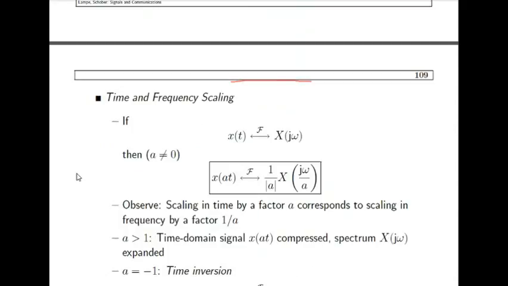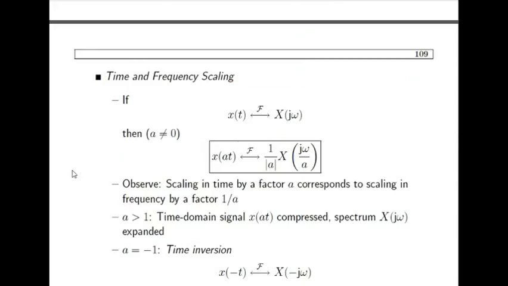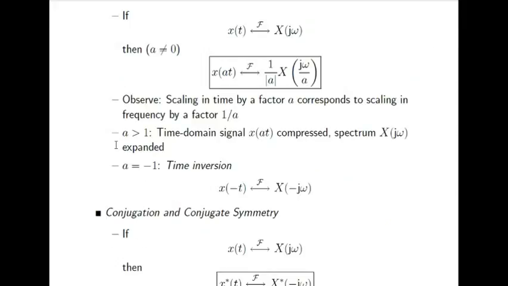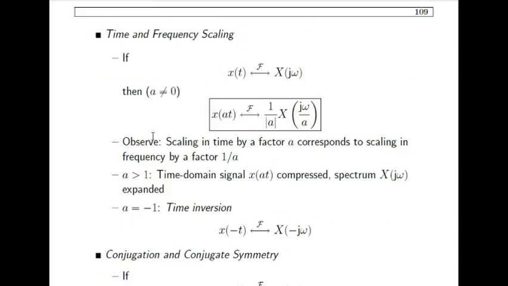The next property is time and frequency scaling. The first thing is time scaling, which is multiplying the time with a scalar quantity. So if x(t) has Fourier transform X(jω), then for a not equal to 0, x(at) will be Fourier transformed as (1/|a|) X(jω/a). Here you can observe that whenever we scale the time factor by a, the frequency factor is scaled by 1/a.